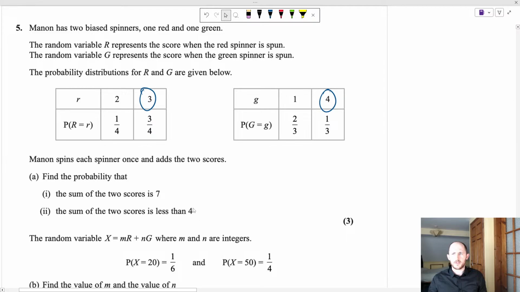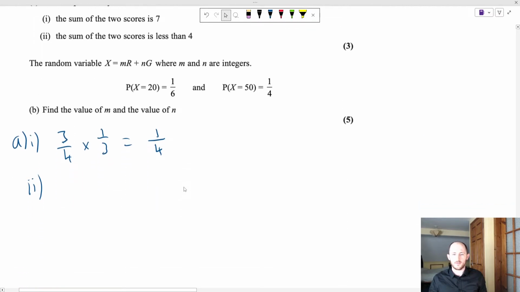Okay. Sum of the two scores is less than 4. Well, again, I need to have R is 2 and G is 1. That's the only way I can do it. So once again, 1/4 times 2/3, which gives me 2/12, which is a 6th.